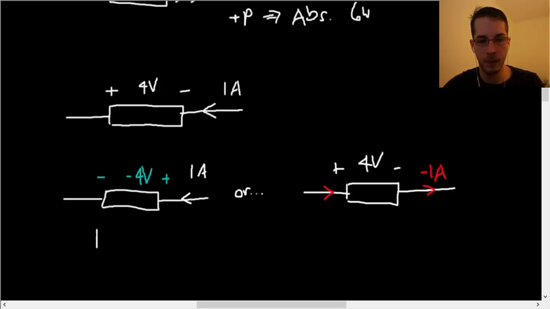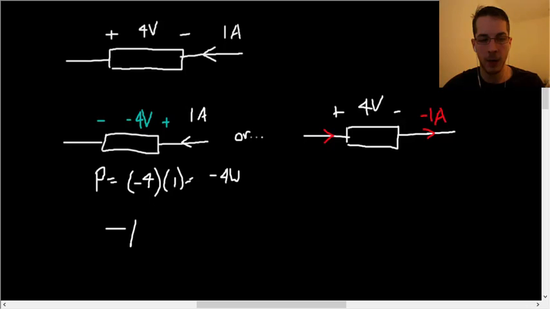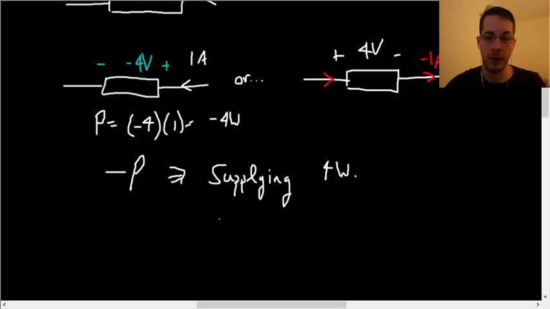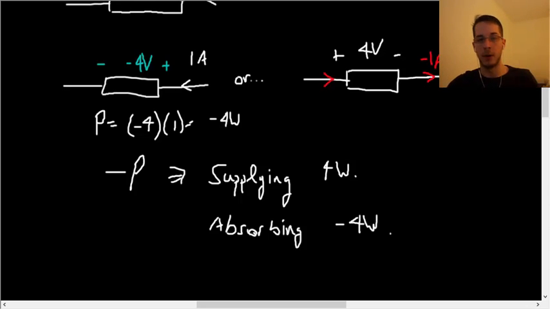Okay, so P here is going to be negative 4 volts times 1 amp, or negative 4 watts. Because our power is negative, that means that we are supplying 4 watts of power. You could also say, if you wanted to, though it's kind of unnecessary, that we're absorbing negative 4 watts. But both are totally correct.